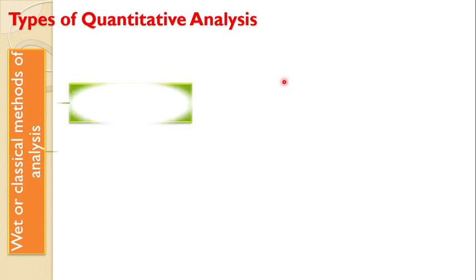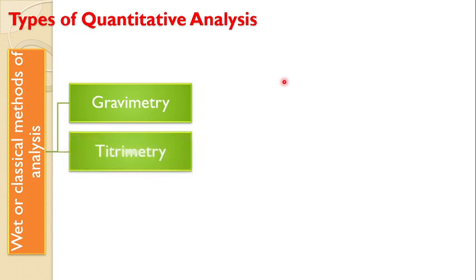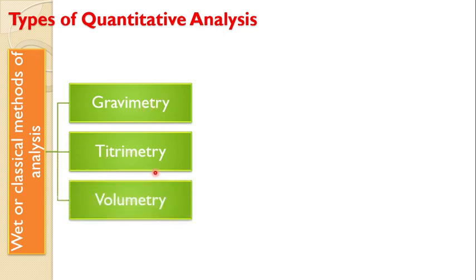Quantitative analysis, weight methods in gravimetry. What happens in gravimetric analysis? In gravimetric analysis, the amount of reagent needed to complete the reaction is considered, and in the reaction, the amount of product formed is measured. Here the amount of product is measured gravimetrically, titrimetrically and volumetrically.